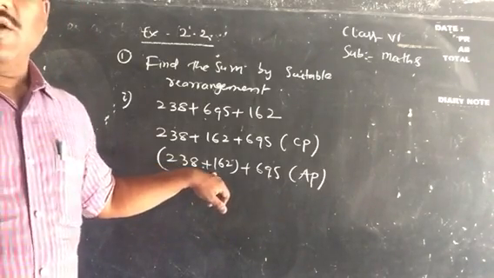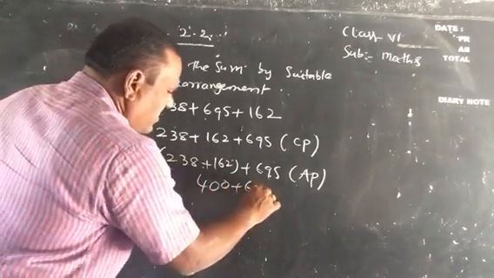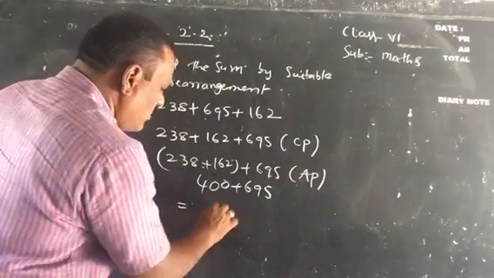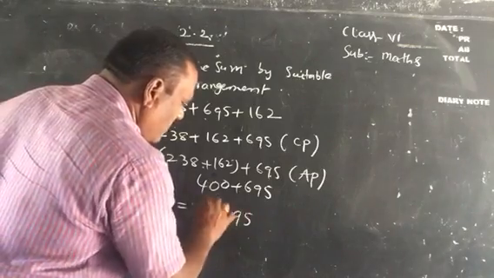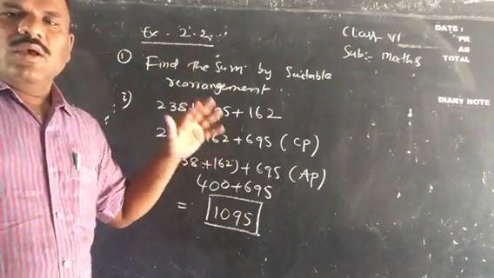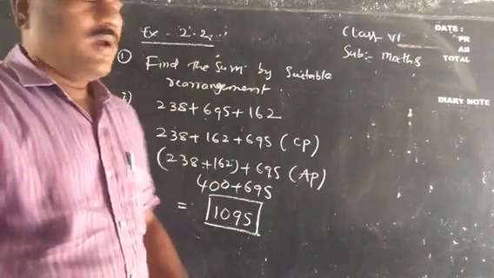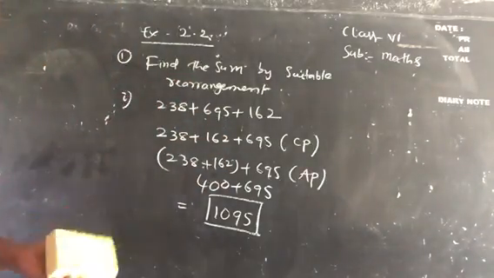238 plus 162, how much, children? 400 plus 695 equals how much, children? 1095. So this is the way of doing addition sums by rearranging the given problem. Okay, and the second one, children. Is it clear, children?